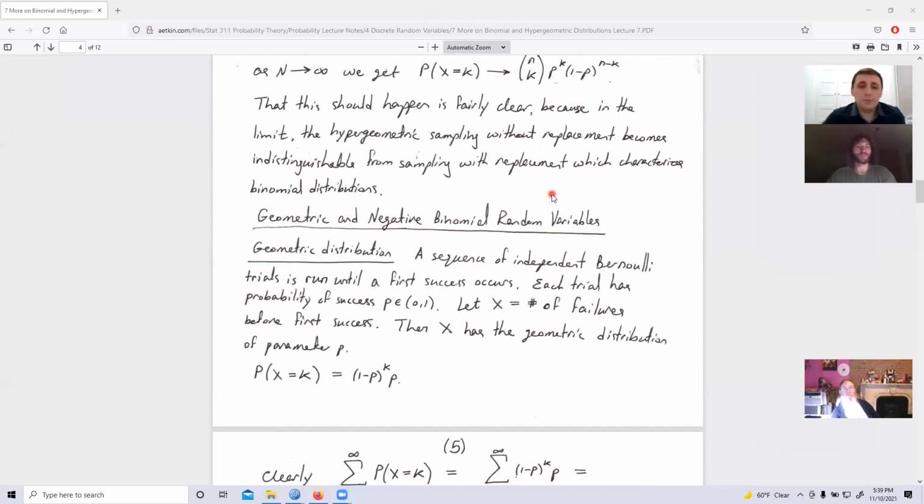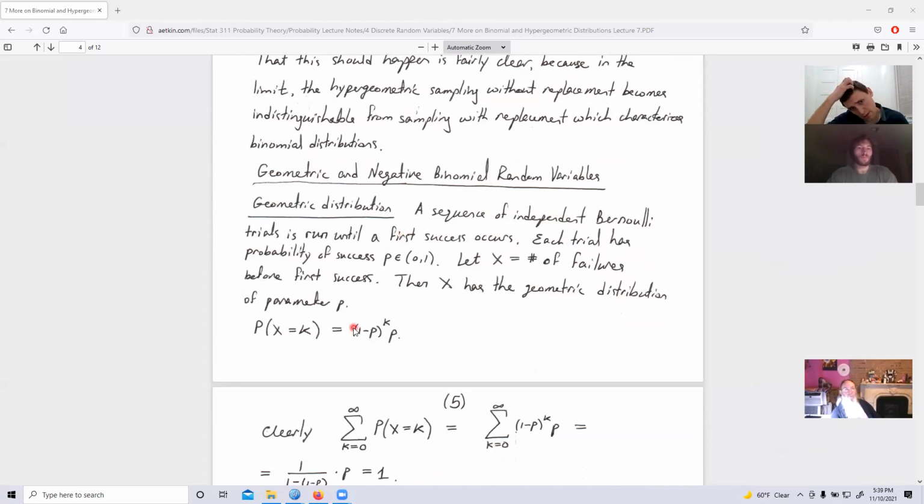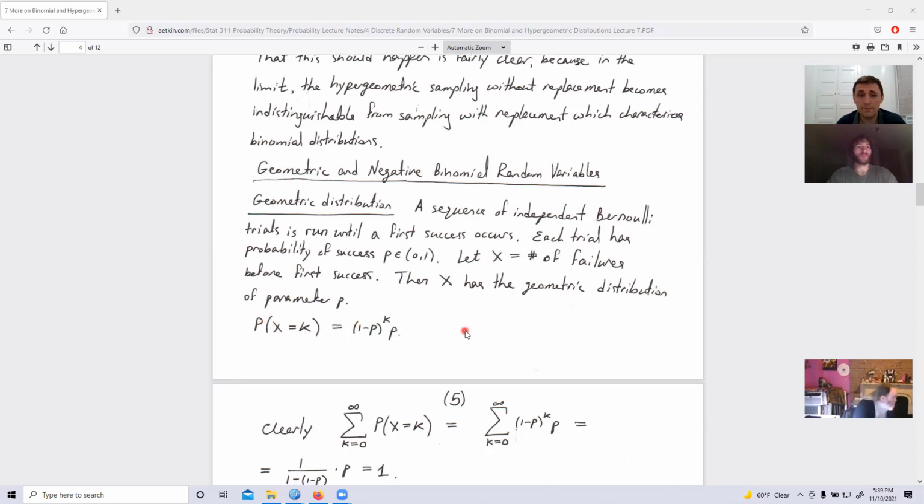So what did we do last time? We ended up talking about geometric random variables. Just a brief recount. Geometric random variables are trying to figure out how many failures we have to carry out until a first success appears. So if the trials are independent and each is successful with probability p, then the probability that we will see k failures before the first success is (1 minus p) to the power of k times p.